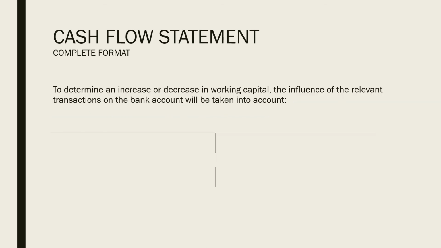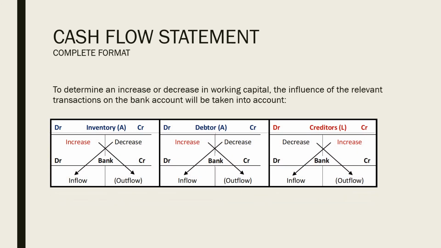To determine whether there was an increase or a decrease in the working capital, the influence of the relevant transactions on the bank account will be taken into account. Remember, the bank account is where we put all the cash coming in or where the cash coming out is going out of. All right. So if we look at the effects of inventory and the debtors control and then the creditors control, if your inventory is increasing, which means that we bought more inventory, that is going to cause an outflow of cash because we paid for the increase. The stuff that we bought extra, we had to pay for. So it's an outflow of cash.